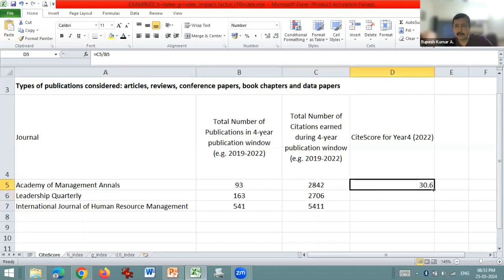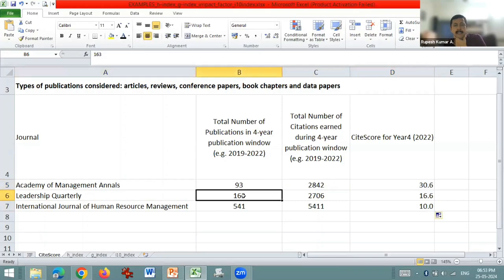Let's do the same for the other 2 journals in management. We have got Leadership Quarterly, which has made 163 publications and earned 2,706 citations, 16.6. And the International Journal of HRM is 10.